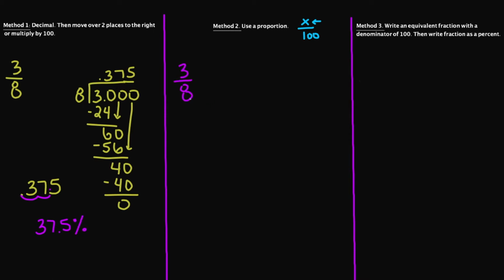So let's look at method number 2, 3 over 8. We're going to set this up as a proportion. So we have 3 over 8 equals x over 100. Remember, if you're setting up as a proportion, this is the formula that you're using. You set up the fraction equals x over 100. Now we're going to cross multiply. So 3 times 100 and then 8 times x. 3 times 100 is 300. 8 times x is 8x.